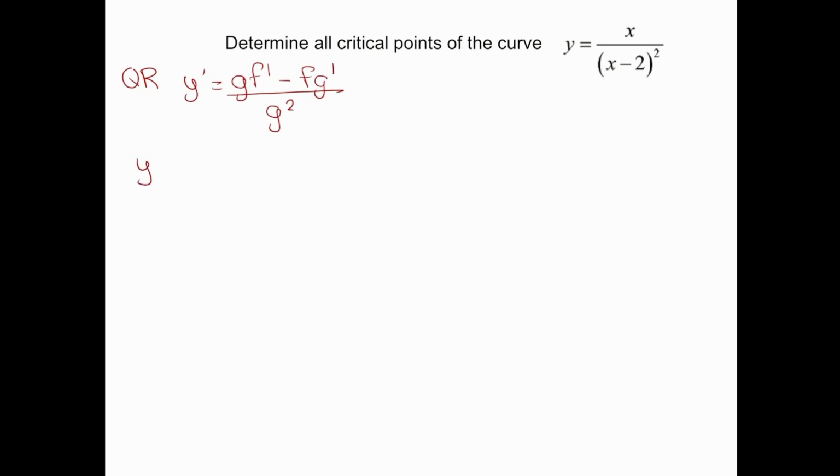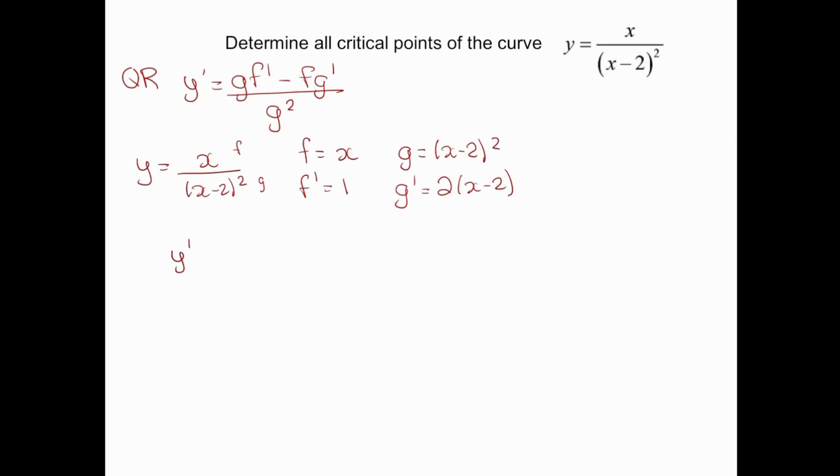So if my original function is y equals x over x minus 2 squared, I'm going to do a little bit of the legwork right now. My top will be the f function, my bottom will be the g. So f is equal to x. My derivative of x is just 1. G, or on the bottom, is equal to x minus 2 squared. And my derivative of x minus 2 squared is 2x minus 2. That's it. So now we can plug it all in to determine our first derivative. I'm going to make that a little smaller just so I have a little more room here.